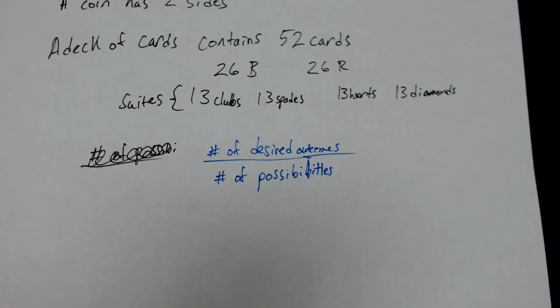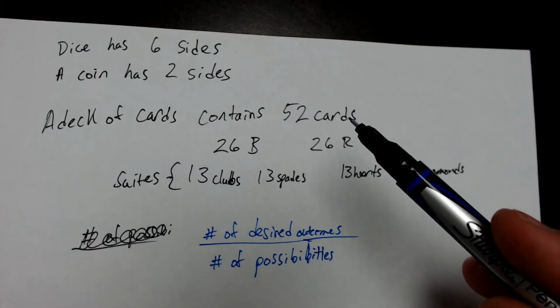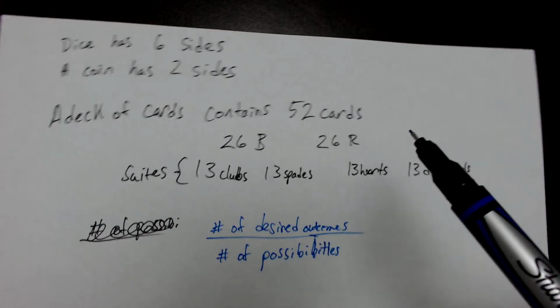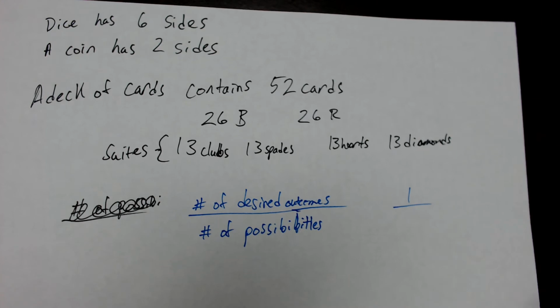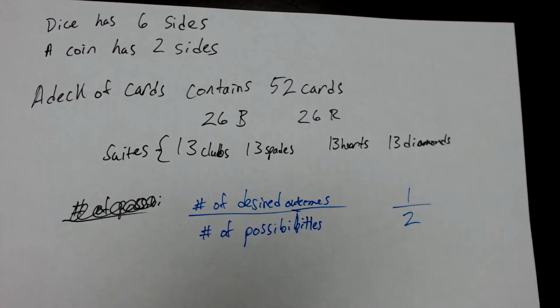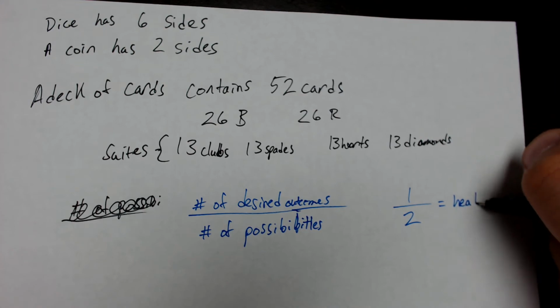I teach math. Okay. So, for example, in a coin toss, if I want the coin to land on heads, I have 1 desired outcome. How many possibilities are there? 2. So, 1 out of 2 are the odds that I will get heads.